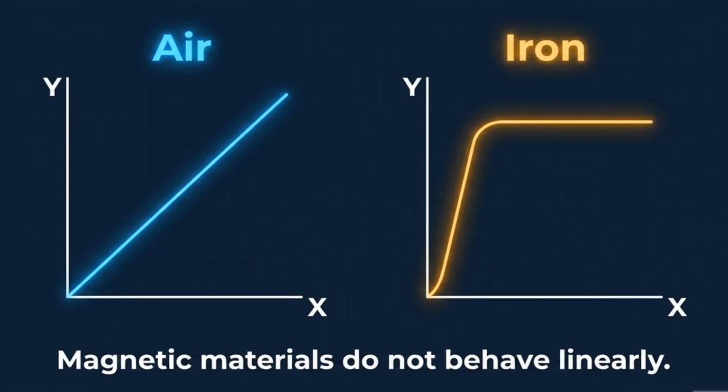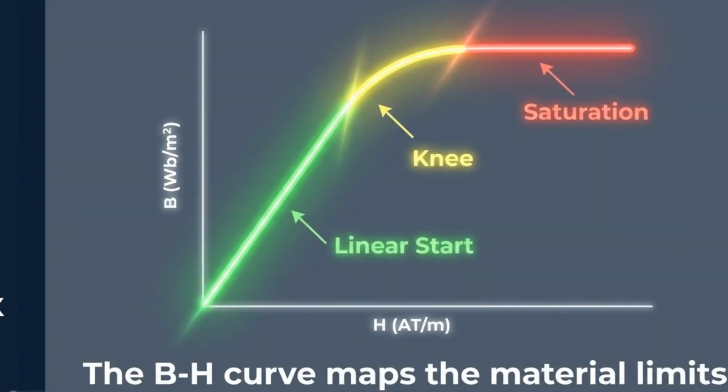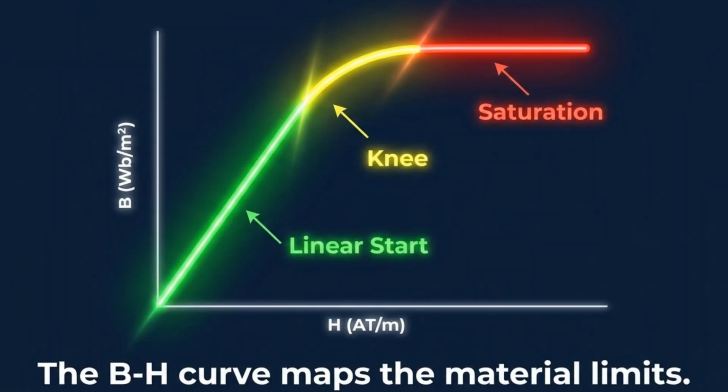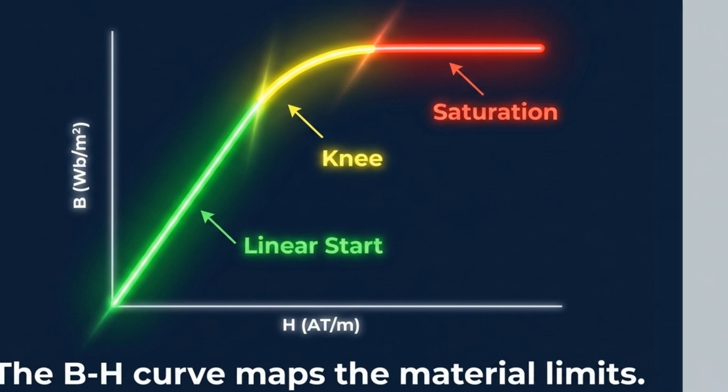Magnetic materials do not behave linearly. While air exhibits a linear relationship, materials like iron show a nonlinear response to magnetic force. The BH curve maps these material limits. It shows a linear start, followed by a knee, and eventually reaches magnetic saturation.